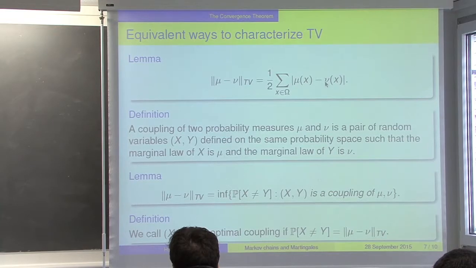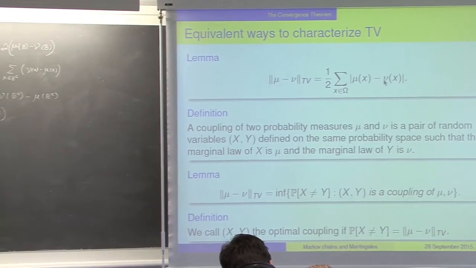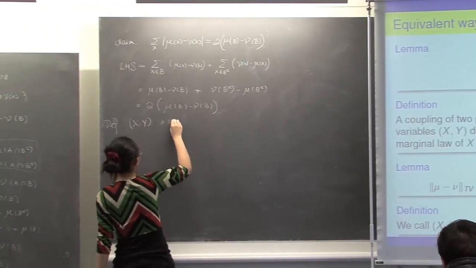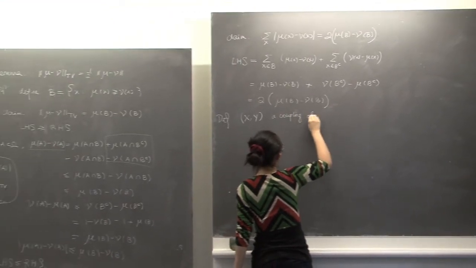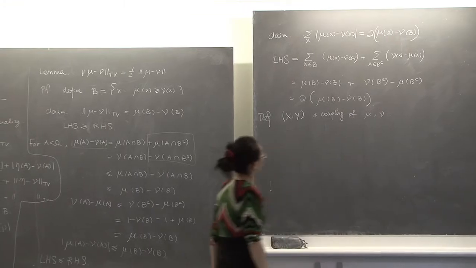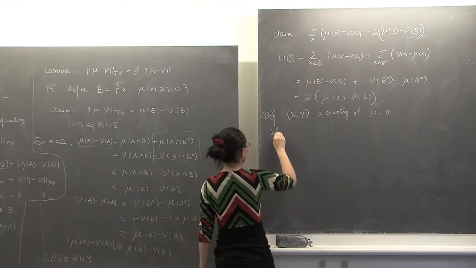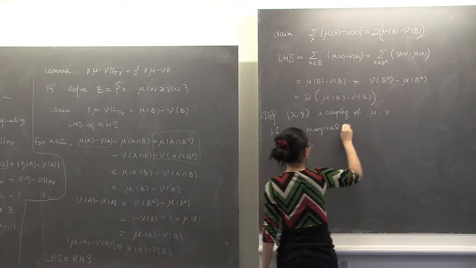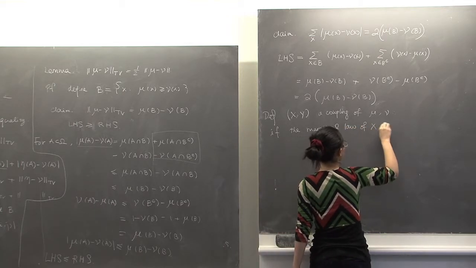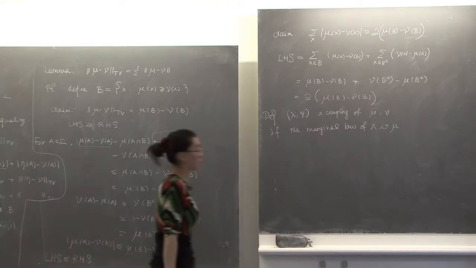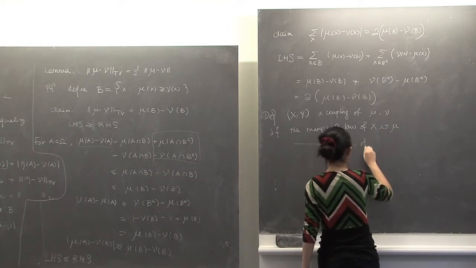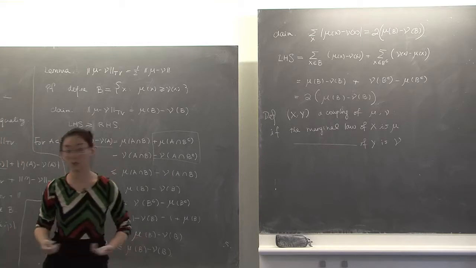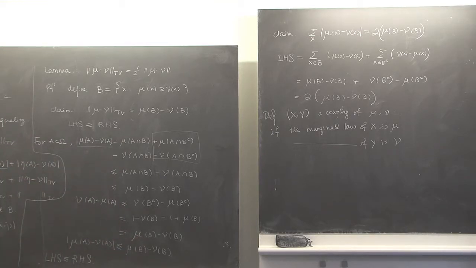So first, the definition of a coupling. We say that a pair of random variables X, Y is a coupling of measures mu and nu if the marginal law of X is mu and the marginal law of Y is nu. And here, of course, given the measures mu and nu, there are various different couplings between the two measures.